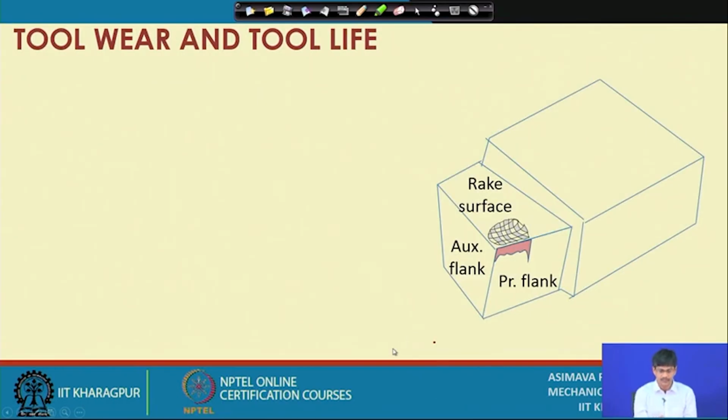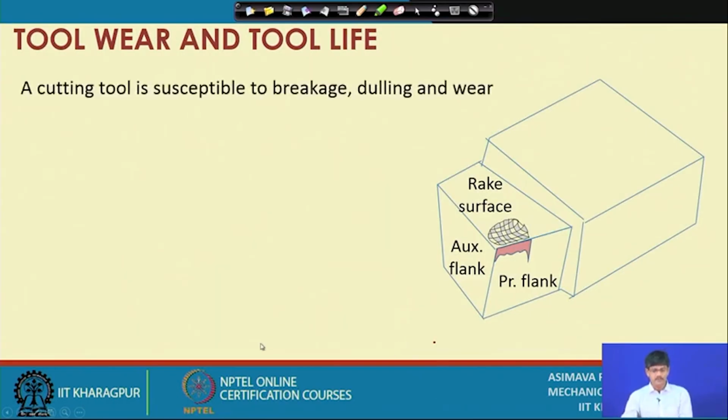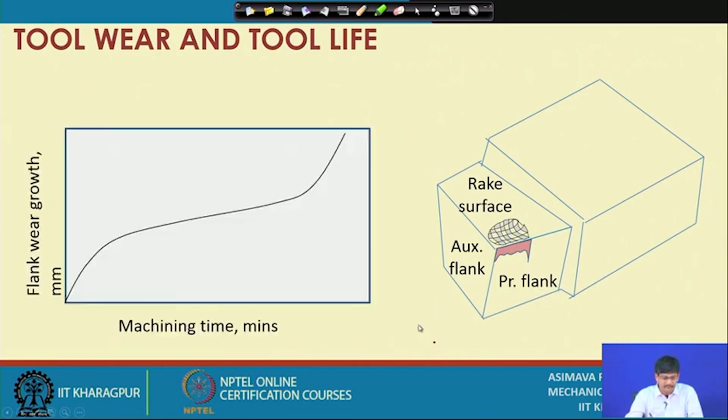Today's actual discussion was on tool wear and tool life. What do we mean by this? Tool wear means that whenever a tool is being used for removing material, after a few minutes of use, if you take out the tool and look at the tip of the tool, which is defined by the intersections of the principal flank, auxiliary flank and rake surface, we will notice that it has undergone a change. Why so?